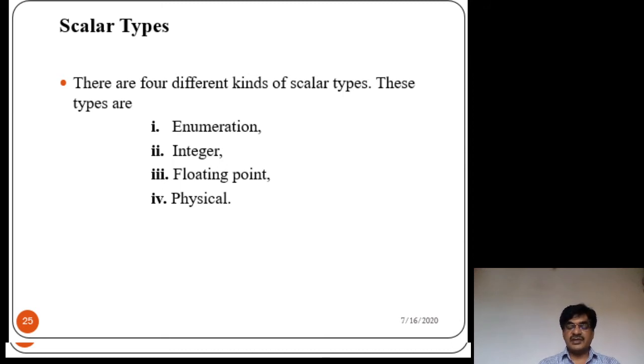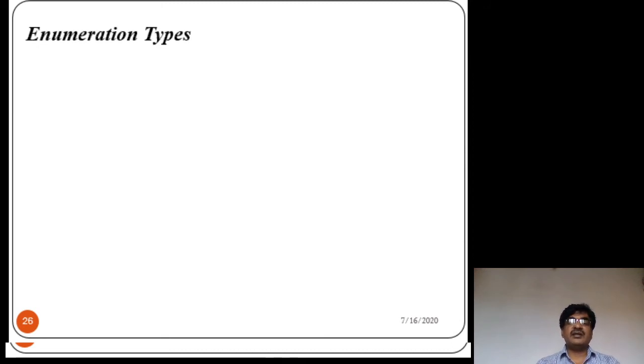Coming to the enumeration data type, it includes values in the form of identifiers or literals. Let us see how you can declare an enumeration type. I said already how the user can declare his own data type. What is the instruction for it?